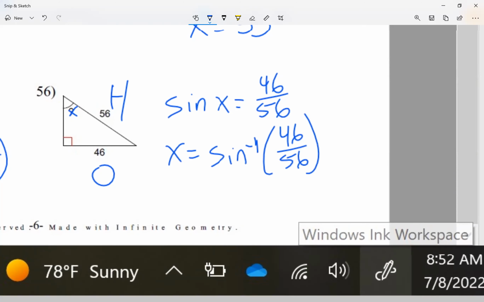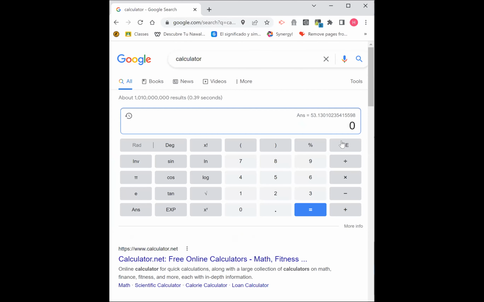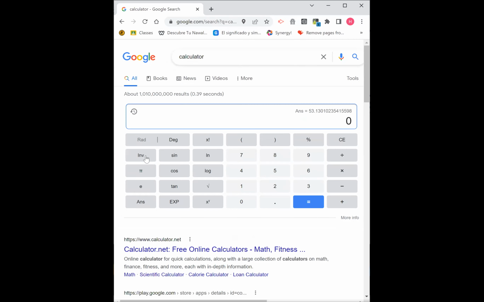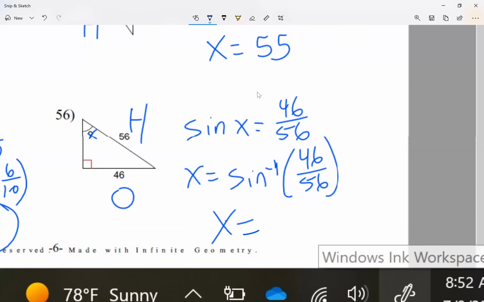All right, let me go to my calculator. You guys want to use the one that I use? I just went to Google, typed in calculator, and this is what I got. Again, as a reminder, I press degree because we have to deal with degrees. Make sure degree is highlighted. Okay, so I'm looking for the sine inverse. So I press inverse sine, and then I typed in 46 divided by 56, close parentheses, and it gives me 55.2. When I round it to the nearest whole number, that's 55. So x is equal to 55.